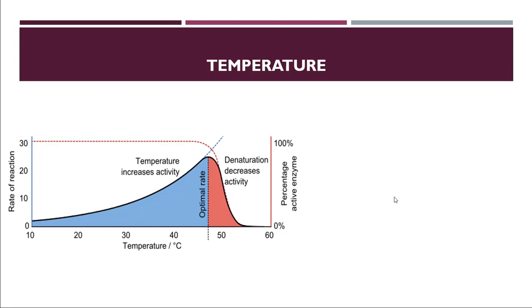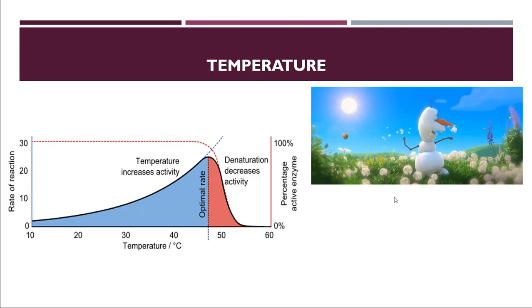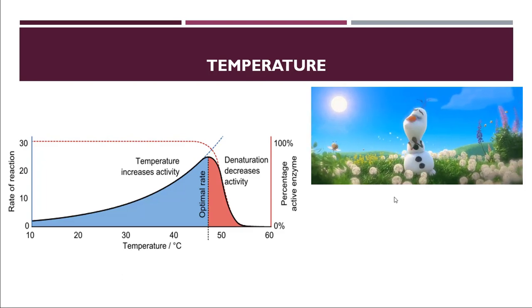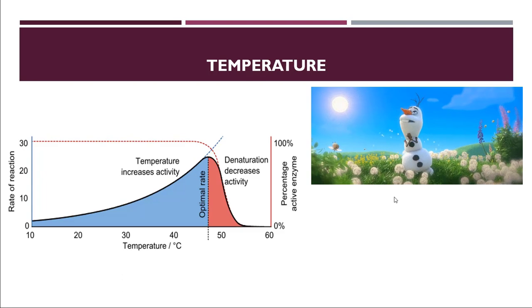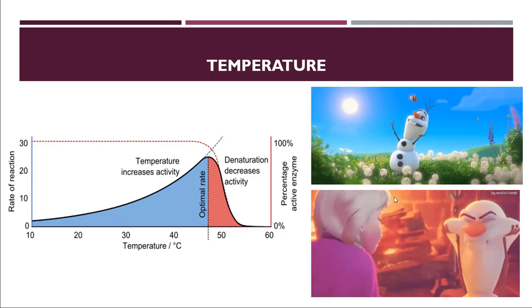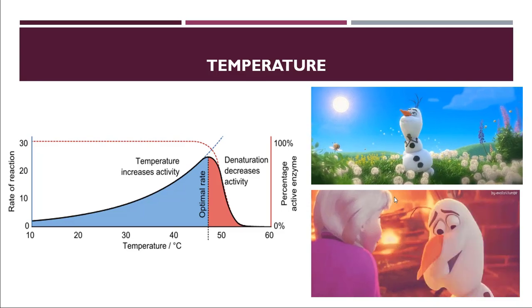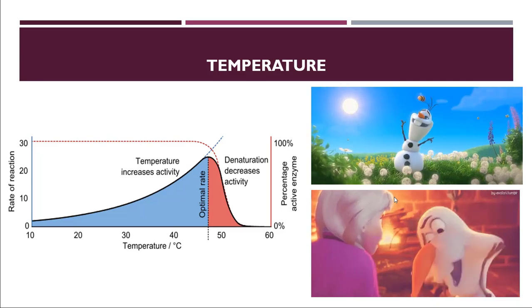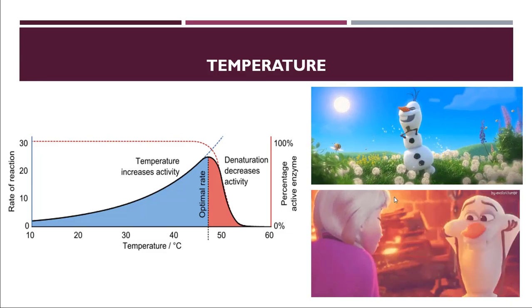Okay, after that the enzymes start denaturing. So if you increase the temperature, that's good, just like Olaf loves summer, right? If you increase the temperature, it increases the velocity or the rate of the reaction. But if the temperature increases more than that, then Olaf is also going to melt. So just like Olaf, the enzymes are going to get denatured. Fine. I think enzyme is based on Frozen, so yeah.